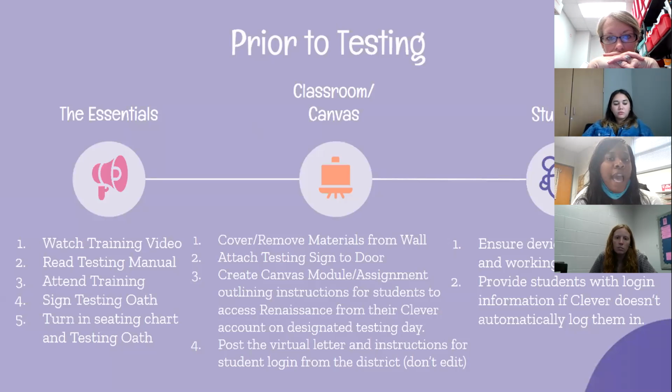So some of you already have seating charts that you've turned into your grade level assistant principal. So just make sure that if you already did that, you're good to go. I'll get that copy for them, but we just have to keep all this on file. So if you have not completed a seating chart yet, please complete one and get that turned in.